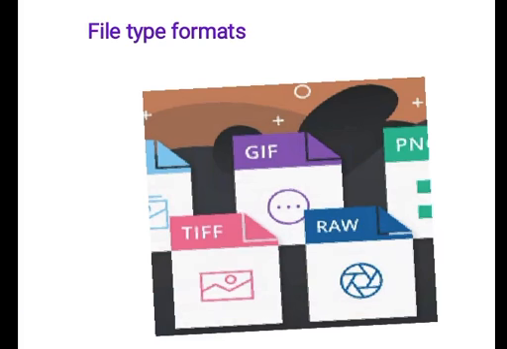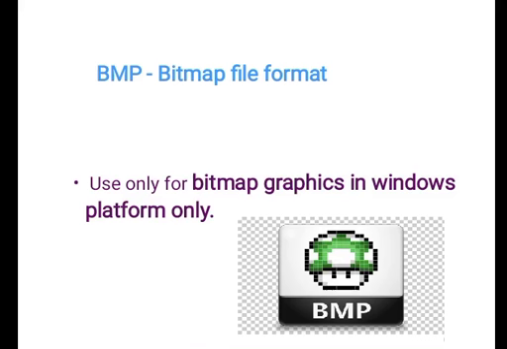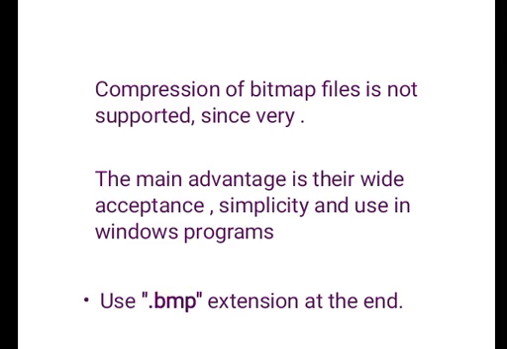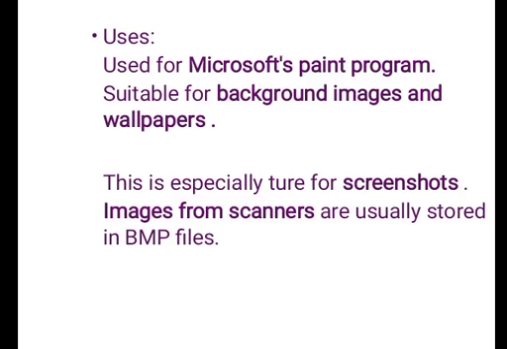There are several file type formats. First one is BMP, bitmap file format. Used only for bitmap graphics on the Windows platform only. Compression of bitmap files is not supported. The main advantages are their wide acceptance, simplicity, and use in Windows programs. Use the .bmp extension at the end.